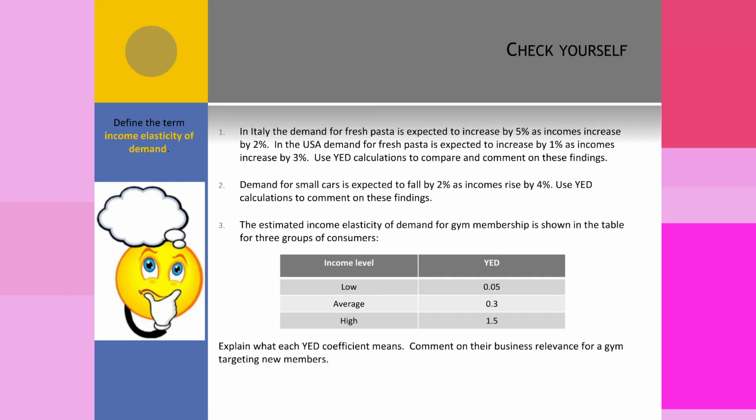Number 3, the estimated income elasticity of demand for gym memberships is shown in the table below. Explain what YED coefficient means and comment on their business relevance for a gym targeting new members. So if the income level is low and the YED is 0.05, what does this mean for the business?